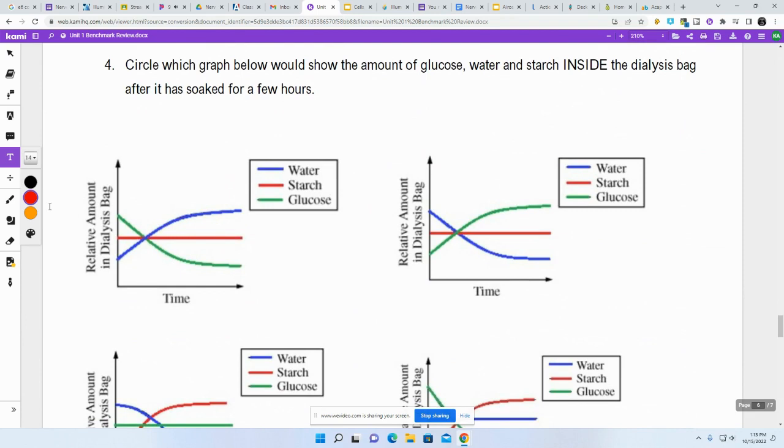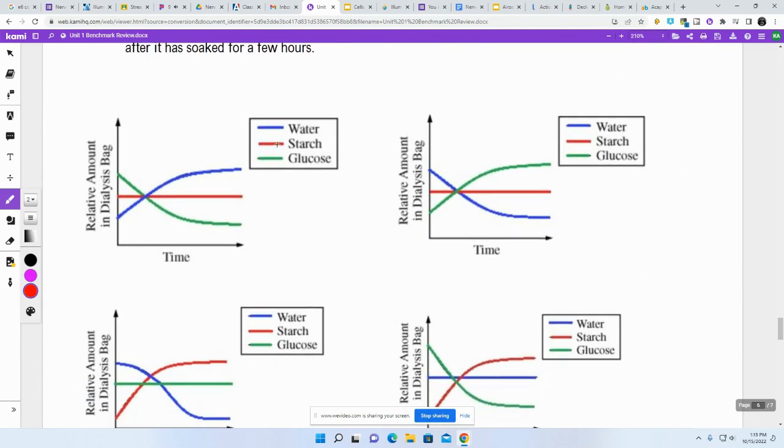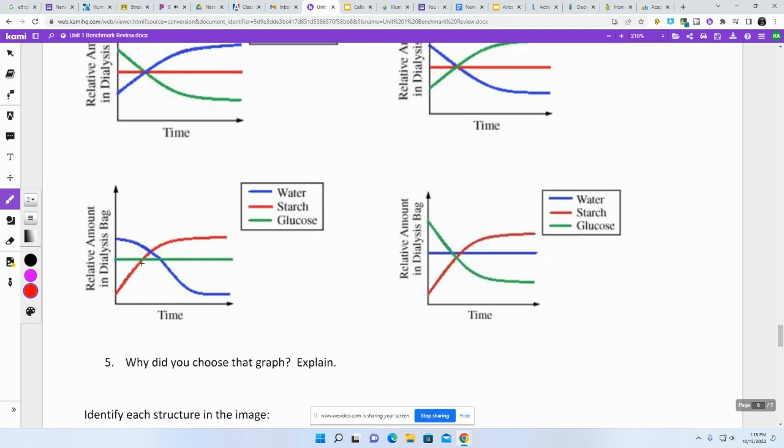So we've got to pick the graph. First, let's find the one where starch stays the same. Starch is red. So we've got this one, where starch stays level, doesn't go up or down. And the same with this one, starch stays level. So we know it's one of these two. This one is wrong because starch goes up. More starch is in the bag, but that can't happen because starch can't go into the bag. And on this one, starch is going up again. So these are no good.